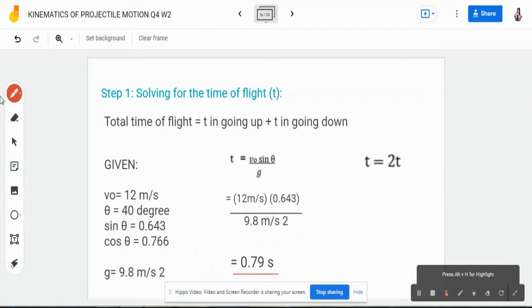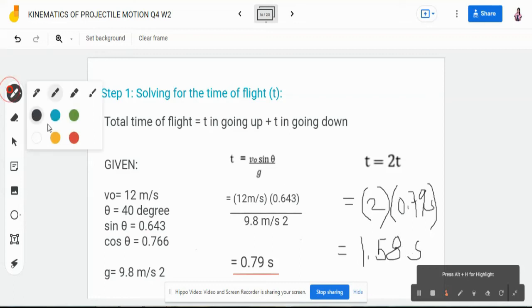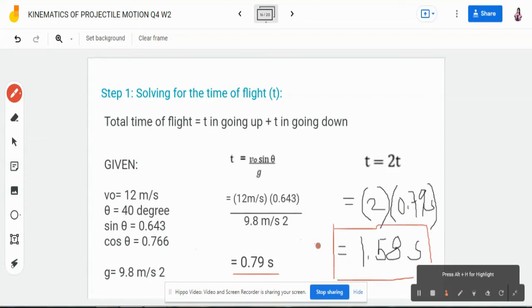So, on the second formula, dito na natin makikita, or makakalkulate yung ating total time of flight. So, substitute lang ulit natin what are the given. So, we have 2, and then yung ating time na 0.79 seconds. So, ang sagot natin dito is 1.58 seconds. So, ito na yung ating final answer, or ito yung ating total time of flight. So, ito na yung ating second.